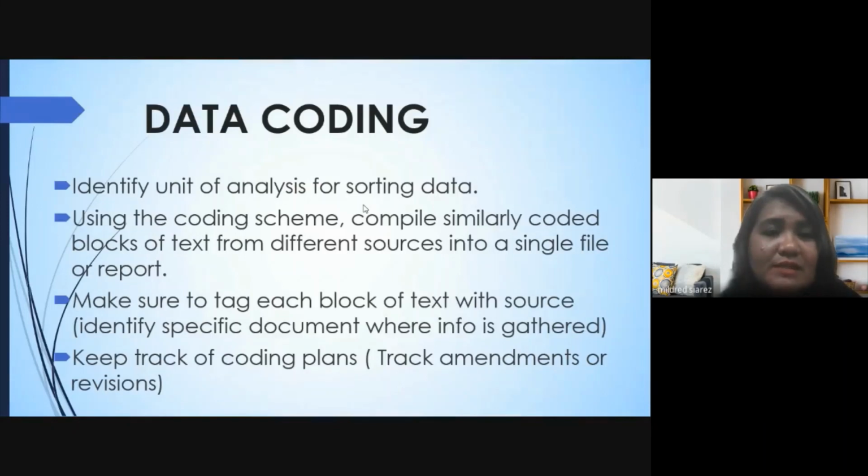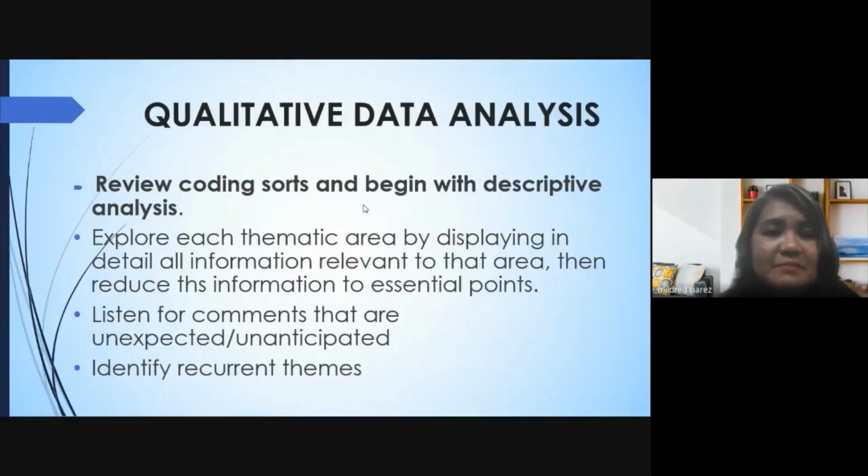You identify the similarly coded and then identify also what is not similar to the rest, but you really have to give support. Statements below. Qualitative data analysis: you review the codes.